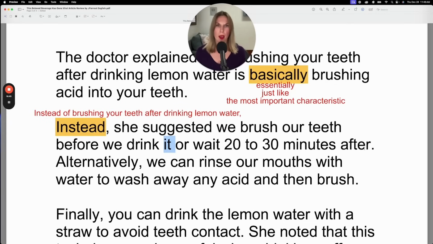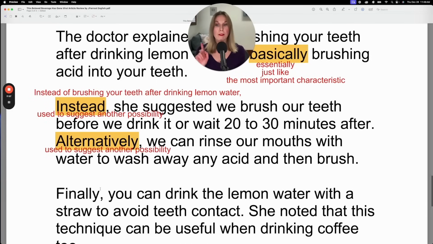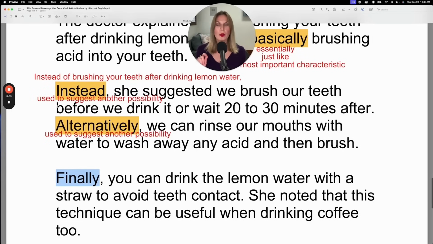Alternatively. So this is another adverb you can use instead of instead. So this is, again, another alternative. But because we already used instead, you don't want to use it again, although essentially you could. Alternatively, we can rinse our mouths with water to wash away any acid and then brush. Finally. So this is a third alternative, but notice the different adverbs used because you don't want to use the same ones again and again.